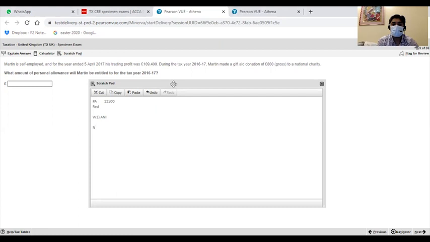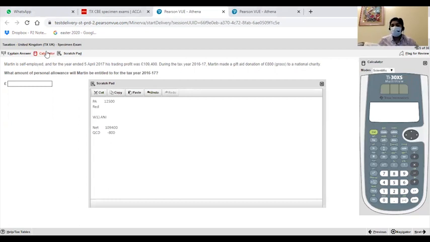First of all, I'll be writing the net income. Net income is 109,400 and I'll be deducting the QCD. That is 800. Now I have to perform a calculation. I can use the on-screen calculator as well. But what I recommend is using your own calculator because you can solve the questions more quickly using this. Because if you are using the on-screen calculator, you have to click on the calculator if you want to use it, and then you have to click back on the scratch pad. So that will again be a waste of time. So I would recommend using your own calculator.